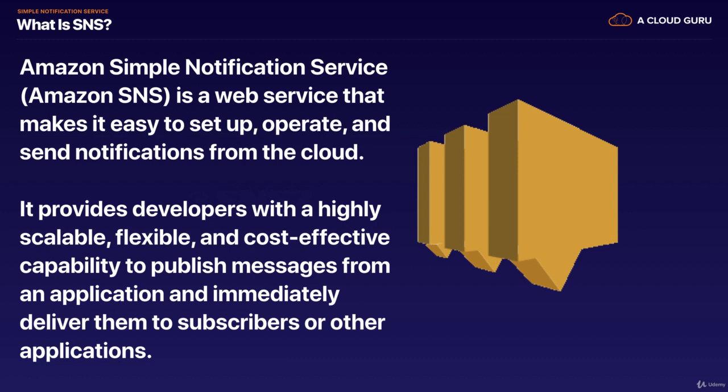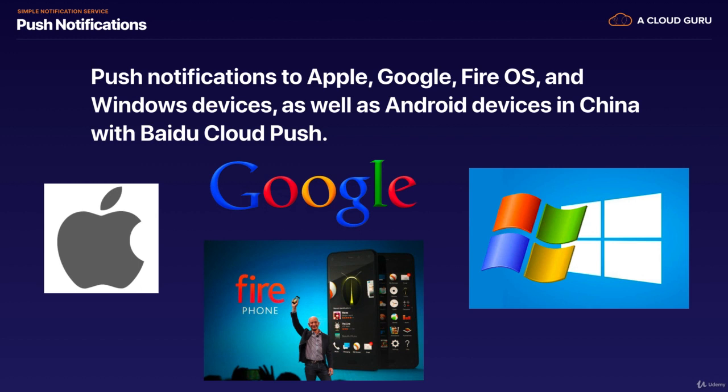And it provides developers with a highly scalable, flexible, and cost-effective capability to publish messages from an application and immediately deliver them to subscribers or to other applications. So SNS allows you to do push notifications. You can do these to Apple, to Google, to Fire OS, and to Windows devices, as well as Android devices in China with Baidu Cloud Push. So it allows you to do push notifications to your mobile devices.